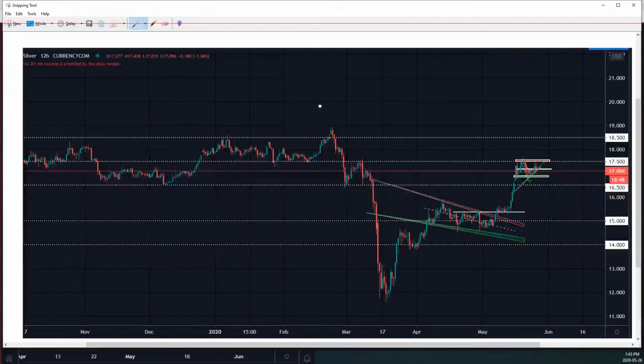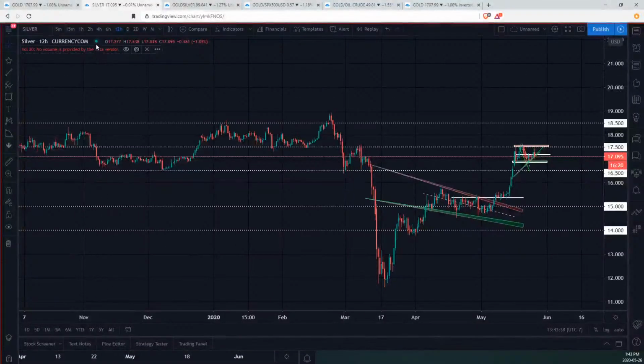So that's going to be my view of silver. Let's go on the smaller time frames after the 12 hours.